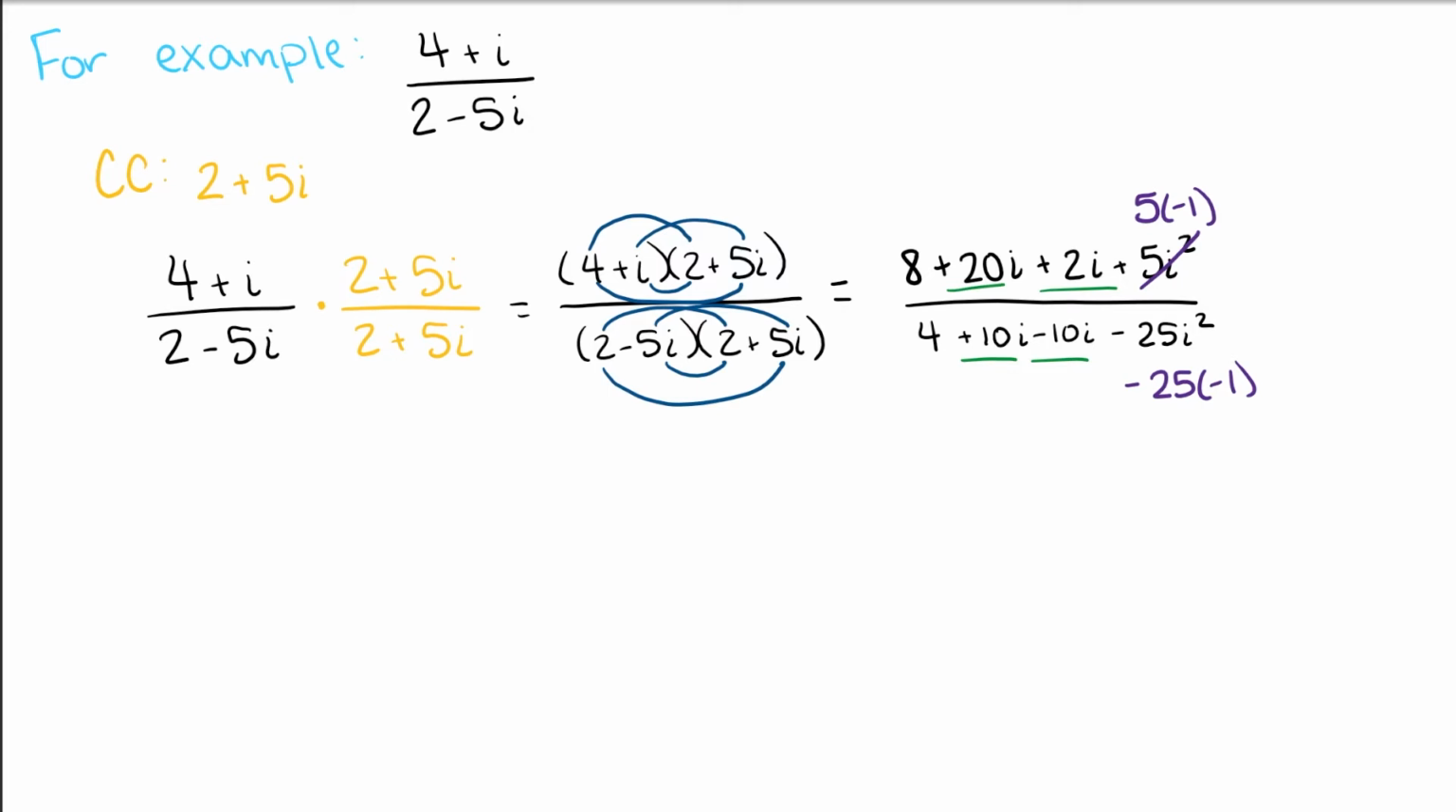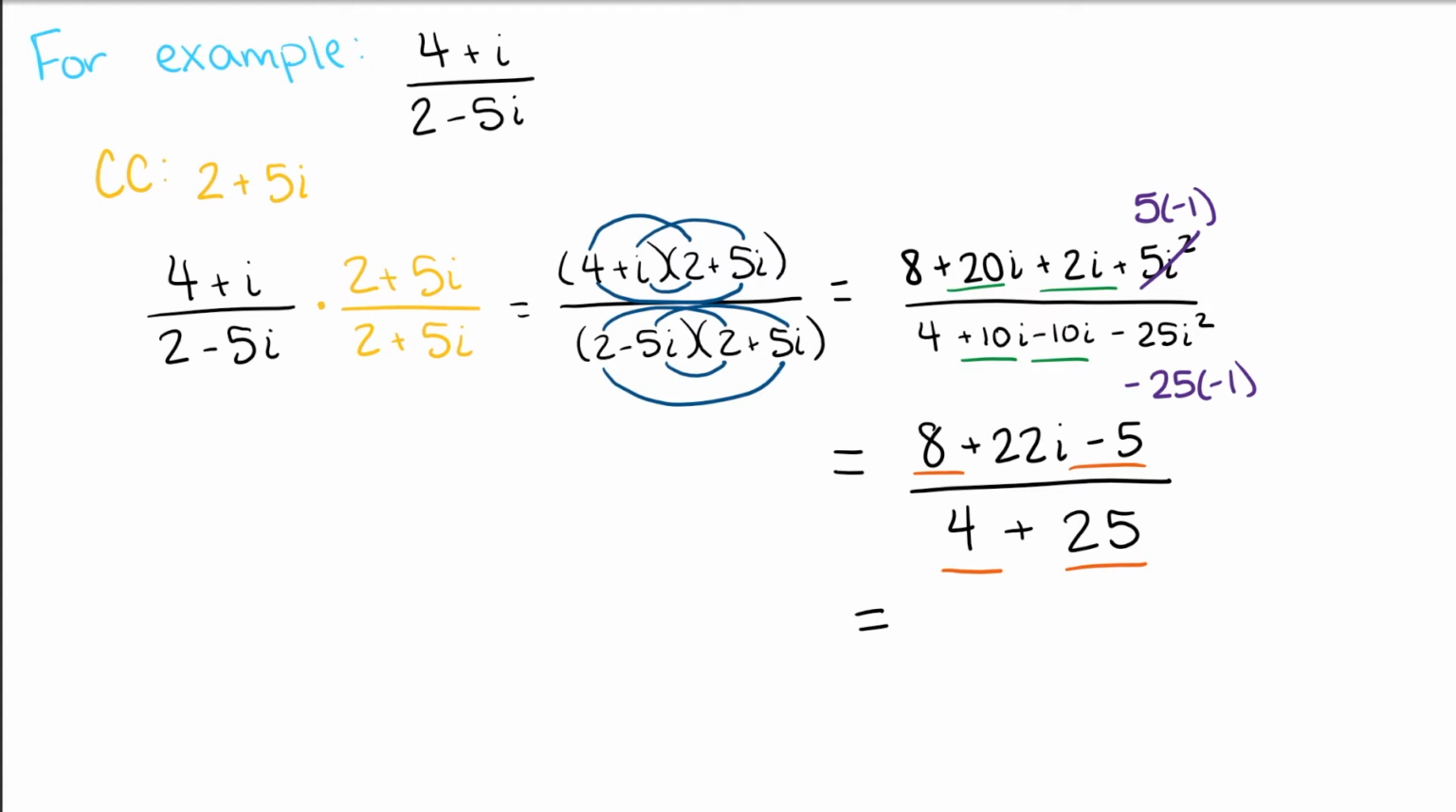So our expression becomes, when we start to simplify, 20i plus 2i is 22i, and 5 times negative 1 is negative 5, all over, in our denominator, we have 4. 10i and negative 10i will become 0, and negative 25 times negative 1 is positive 25. Now we'll combine our like terms again. 8 and negative 5 are like terms in our numerator, and in our denominator, 4 and 25 are like terms.